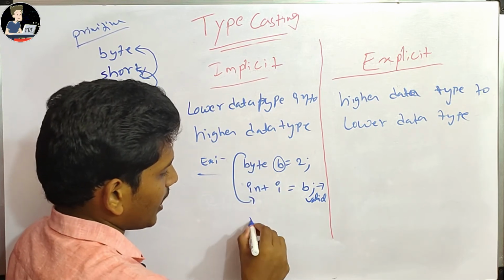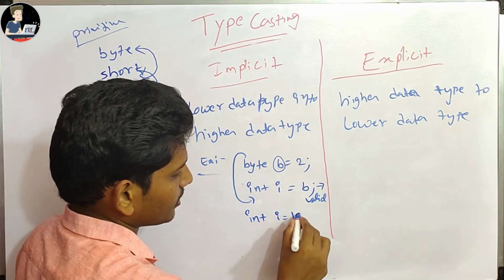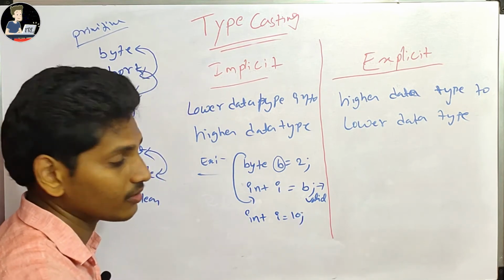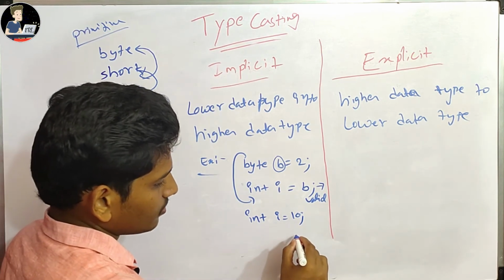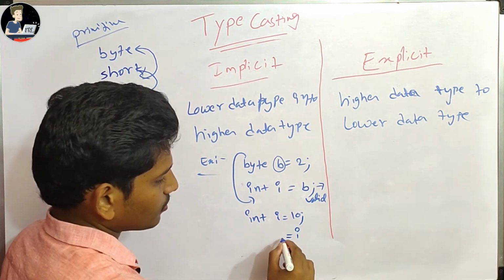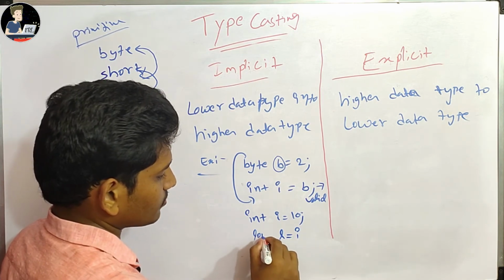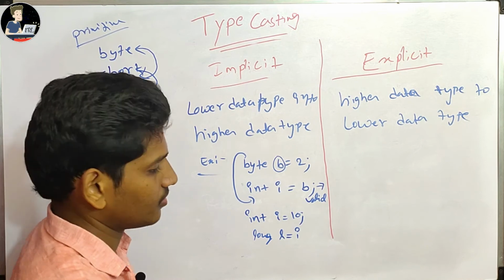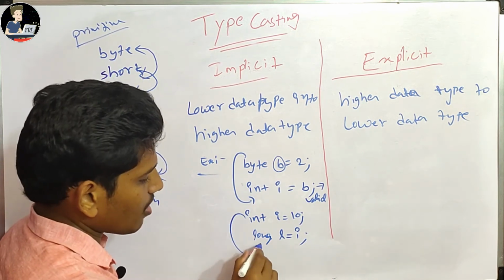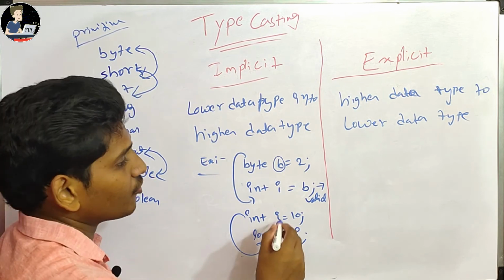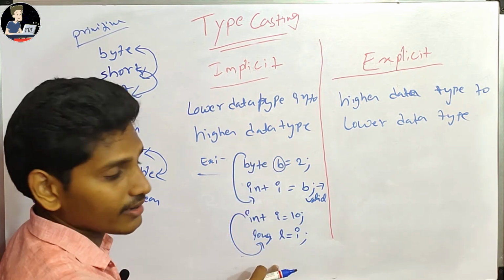If suppose I am taking integer i equal to 10, and I am assigning this i value to a long. Here the integer data type is lower than the long data type. Like this, we are implicitly typecasting the lower data type into the higher data type.